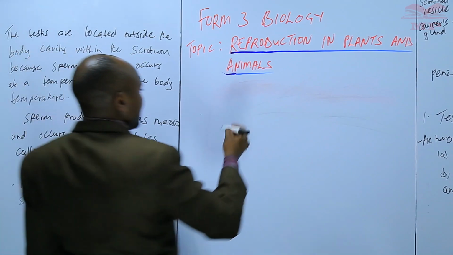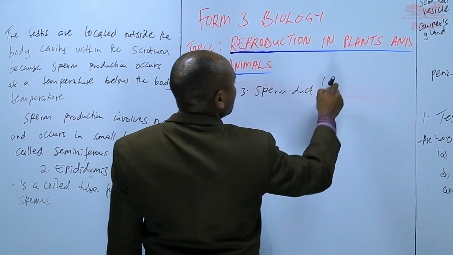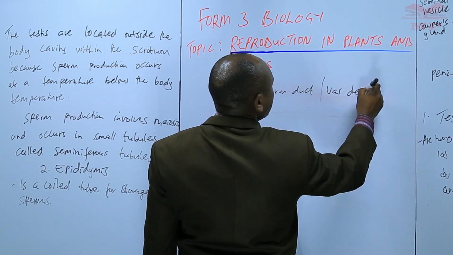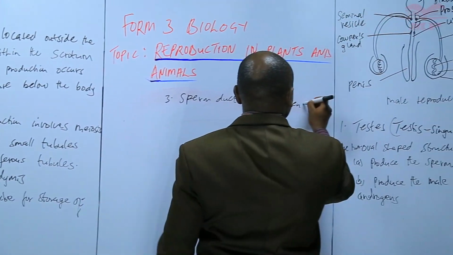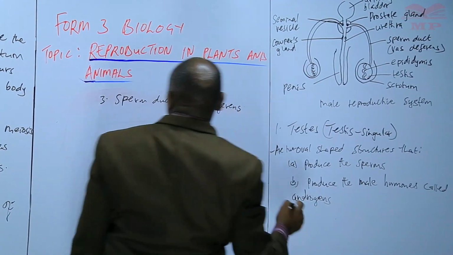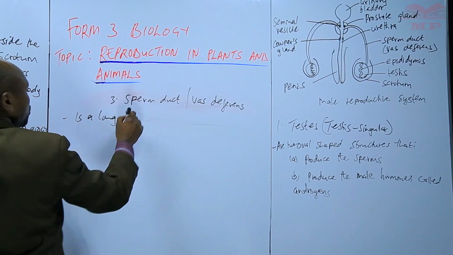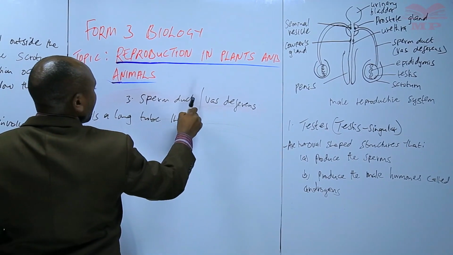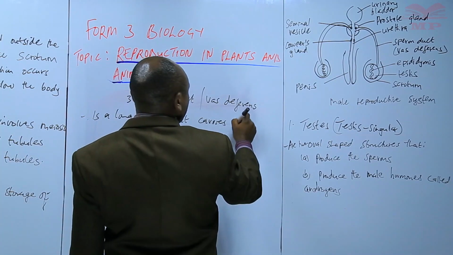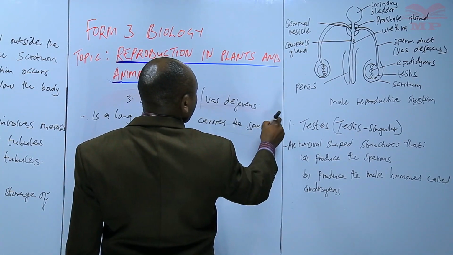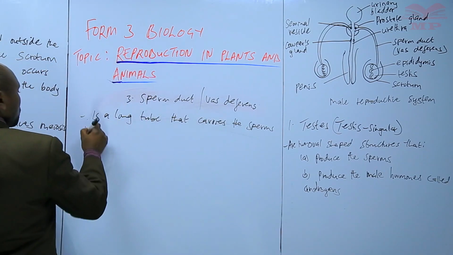Then we have number 3, the sperm duct, also known as the vas deferens. The vas deferens or the sperm duct. This is a long tube that carries the sperms to the urethra.